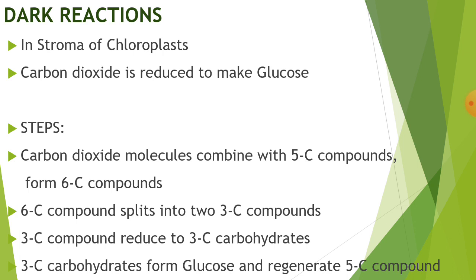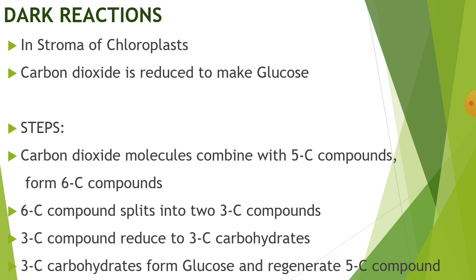The steps involved are: number 1, carbon dioxide molecules combine with a 5 carbon compound. Carbon dioxide itself is a one carbon compound, CO2, C is 1. It joins with the 5 carbon compound, 5 plus 1, and forms a 6 carbon compound. This 6 carbon compound splits into 2 compounds, each having 3 carbon atoms. So, 3 carbon compounds are formed.